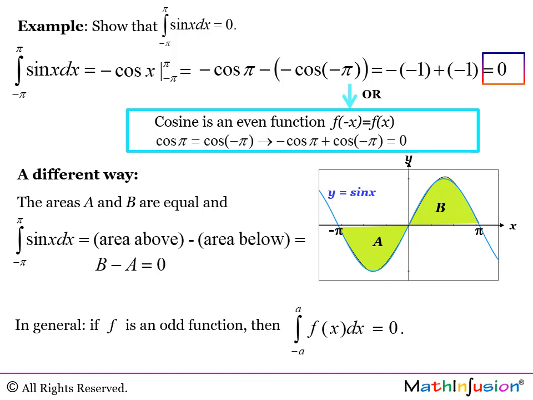In general, if f is an odd function, then the integral of this odd function f(x) dx between negative a to a is always 0. Pay attention, it's not enough that f is an odd function. Look at the limits of the integral. The lower limit has to be the opposite of the upper limit.